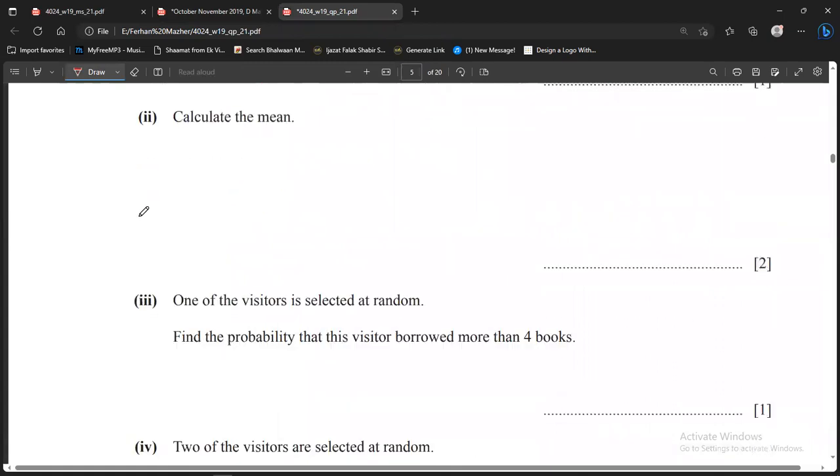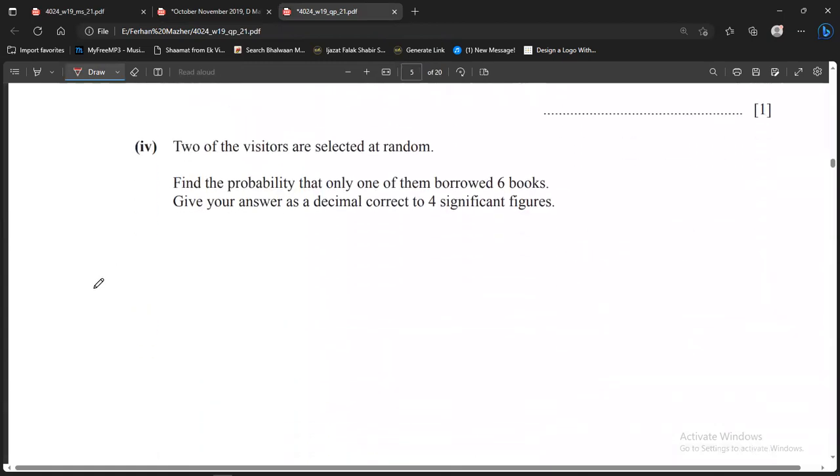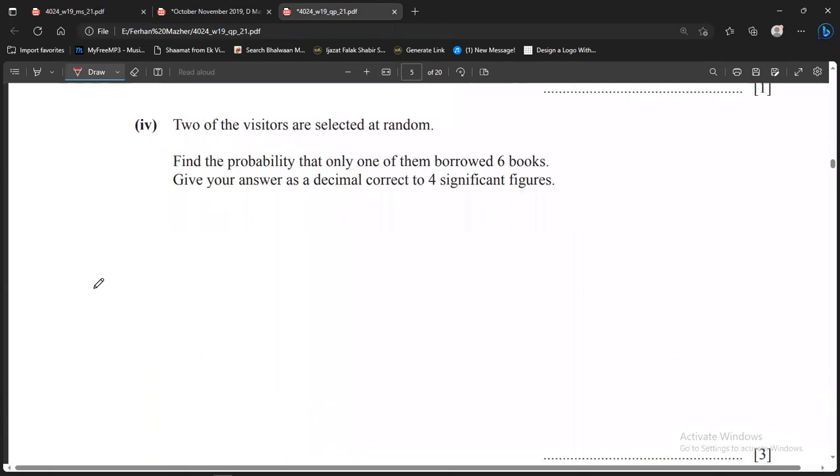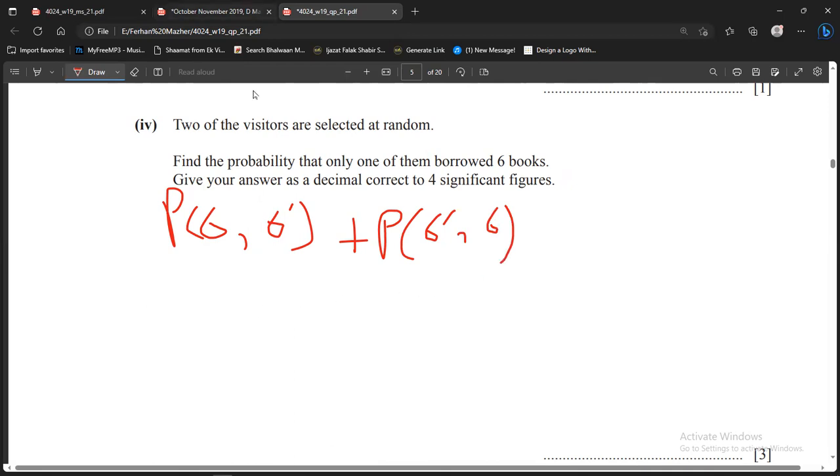Then we have the fourth part. He says 2 of the visitors are selected at random. So now he's selecting 2 people. Find the probability that only one of them has borrowed 6 books. Give your answer as a decimal. So 6 prime, plus, 6 prime will come first, meaning who have books other than 6, and then 6. So this is what we are trying to find out.